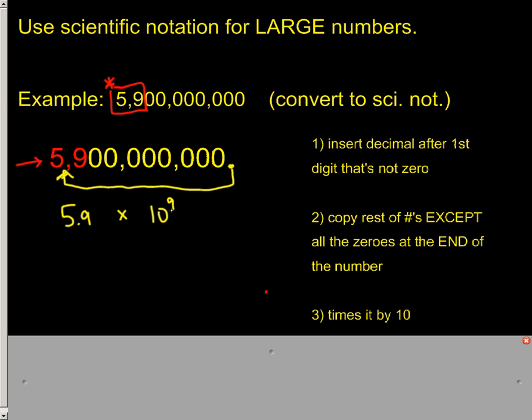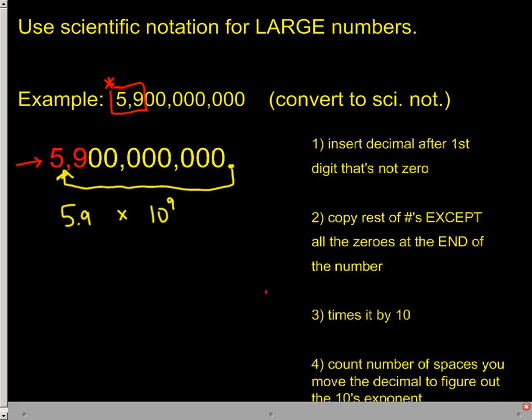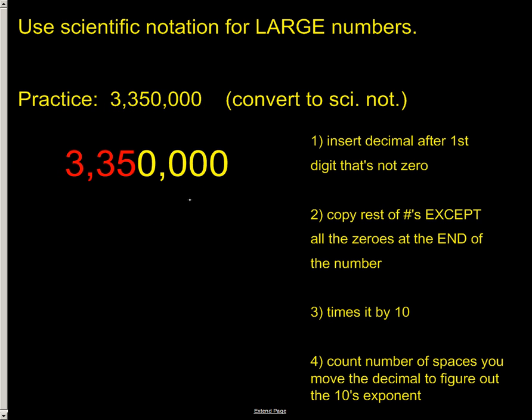So that's our answer, 5.9 times 10 to the ninth. And that's the last step. You count the number of spaces you move the decimal to figure out the tens exponent. So let's try a different example.